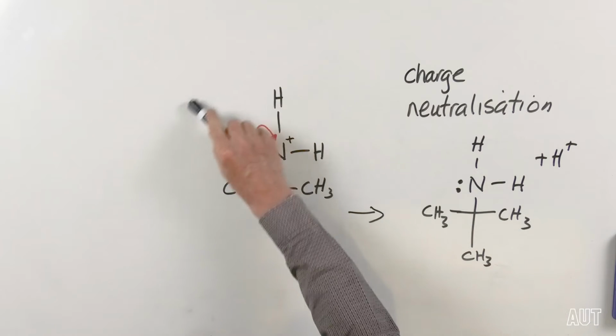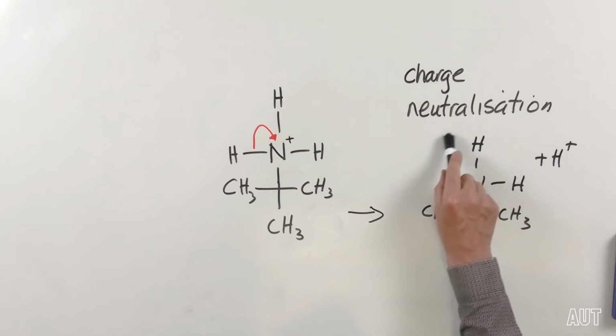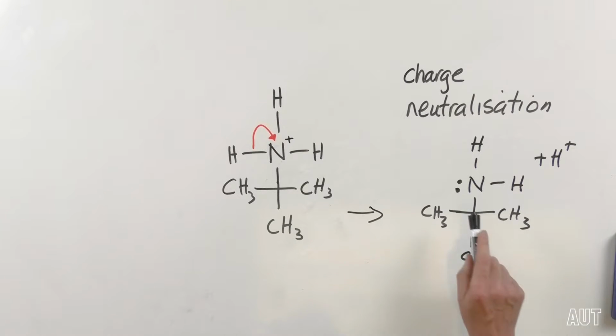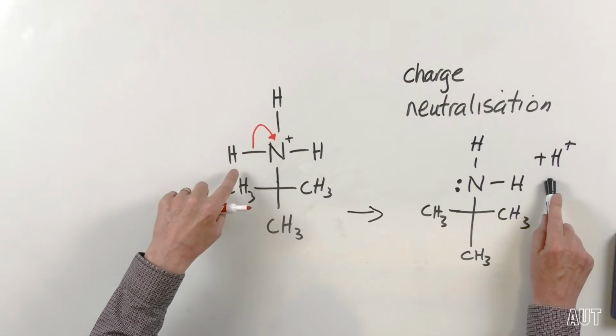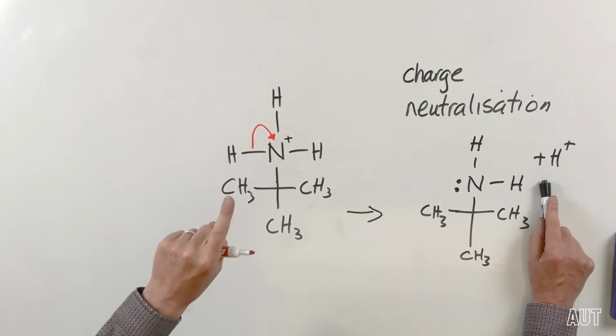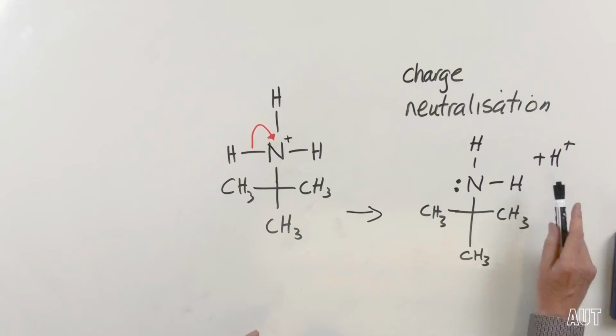Remember, this overall has a positive charge, so therefore the product or products also have to have an overall positive charge. This guy is now neutral because nitrogen's got its lone pair back. It's lost H plus. We don't show the movement of the hydrogen. You never show the movement of atoms. You're always showing the movement only of electron pairs with these arrows, okay? So that's a charge neutralization process.